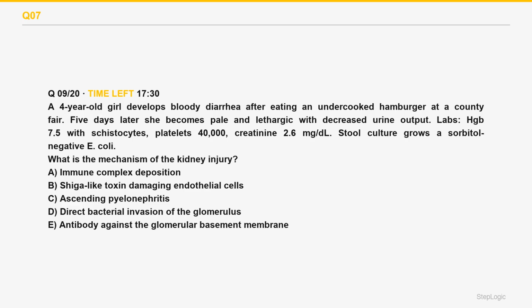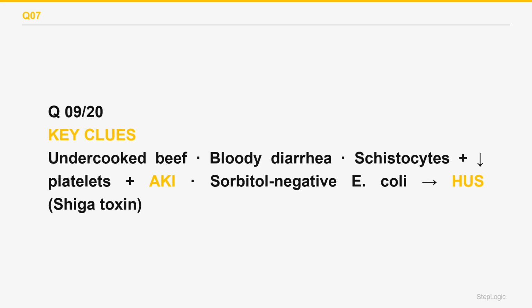Read the question. Mechanism of kidney injury. Bloody diarrhea after undercooked beef, then microangiopathic hemolytic anemia, thrombocytopenia, and acute kidney injury, sorbitol-negative E. coli. Hemolytic uremic syndrome from E. coli O157:H7. This is hemolytic uremic syndrome caused by enterohemorrhagic E. coli, serotype O157:H7, which is sorbitol negative on MacConkey agar. The bacterium produces Shiga-like toxin, also called verotoxin.